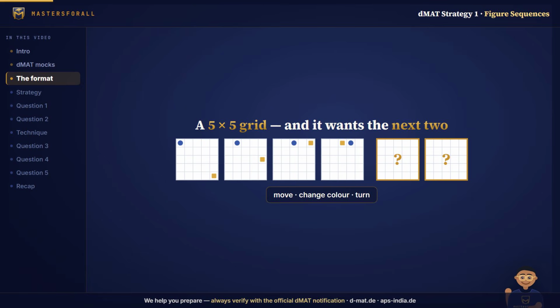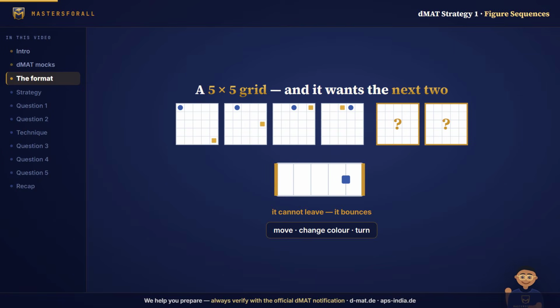Inside the grid, figures can move, change color and turn, vertically, horizontally or diagonally. But they cannot leave the grid. When a figure reaches an edge, it either bounces back or runs along it. And they never disappear and never sit on top of each other. Remember that last pair, it kills wrong options for free.